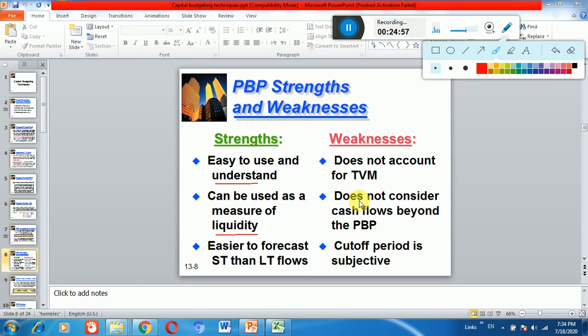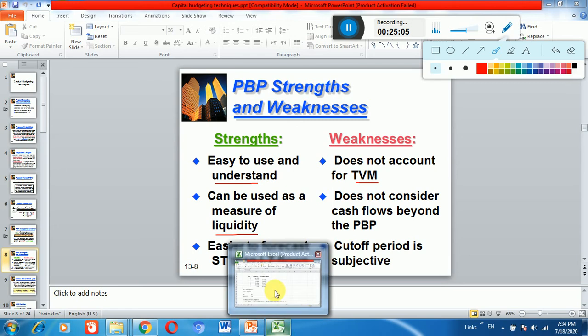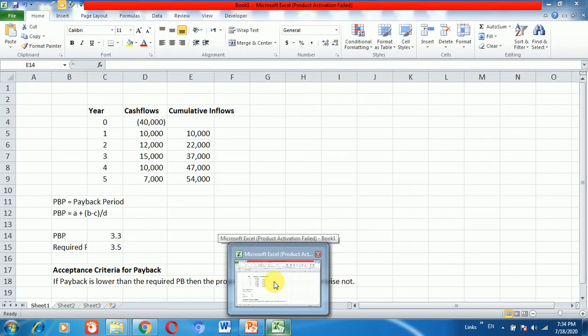So that is why one of the weaknesses is that it does not account for the time value of money concept. If you remember, we have a concept by the name of time value of money, and the time value of money is telling you that based on the current prevailing interest in the market, what is the present value of all these cash flows we have, right?